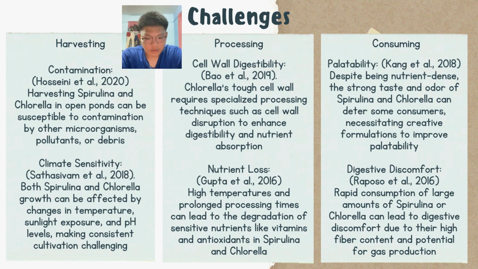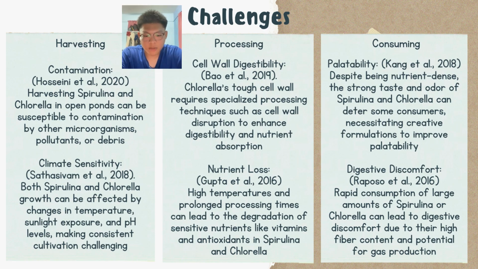First of all, contamination. Harvesting spirulina and chlorella in open ponds can be susceptible to contamination by other microorganisms, pollutants, or debris. Next is climate sensitivity. Both spirulina and chlorella growth can be affected by changes in temperature, sunlight exposure, and pH levels, making consistent cultivation challenging. The second one is processing.